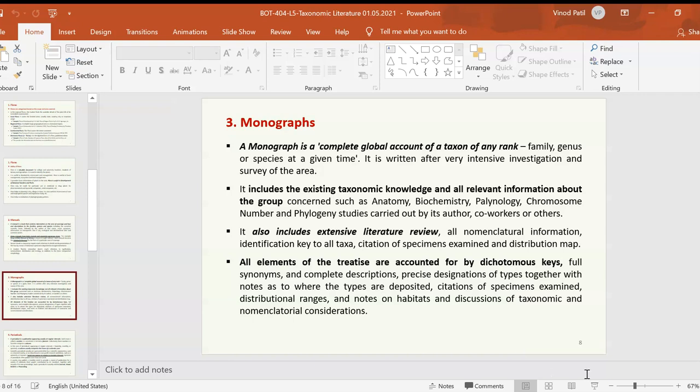So it also includes the existing taxonomic knowledge and all relevant information about the group. Concerns such as anatomy, biochemistry, palynology, chromosome number, cytology, and phylogeny. Phylogeny is the evolutionary trend, or the relation of that particular taxon with the others. So phylogenetic studies carried out by its author, co-workers, or others. Every possible detail is merged in the form of a book which is called the monograph. It also includes an extensive literature review of that particular taxon. Here the taxon may be a family, genus or species.